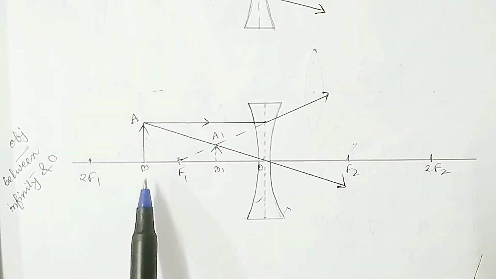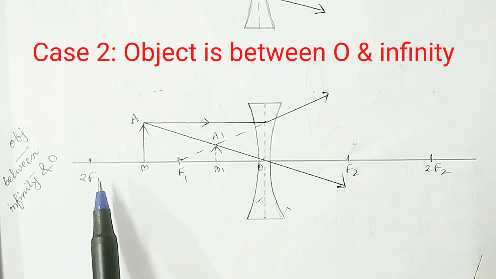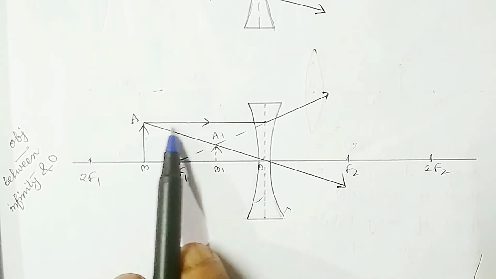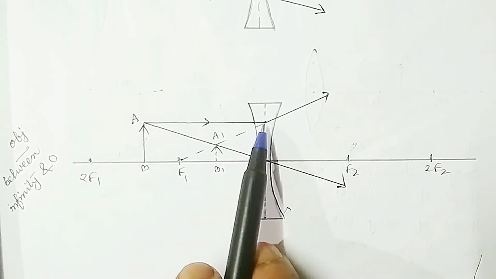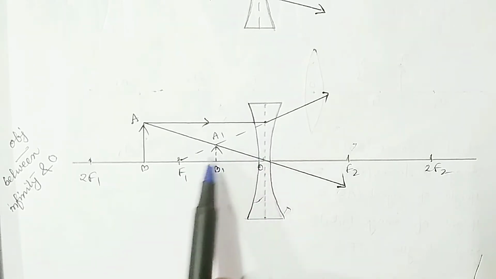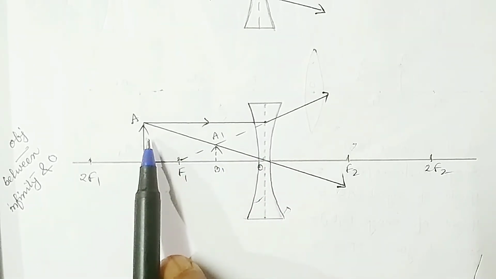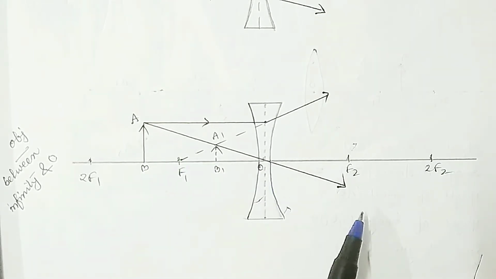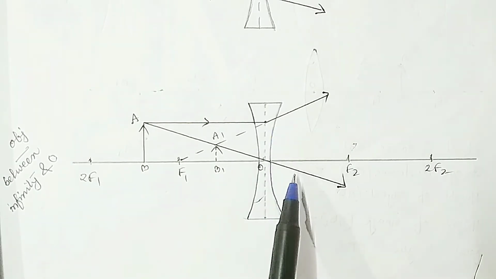Here AB is an object located anywhere between optical center O and infinity. Now from point A, a ray of light which is parallel to the principal axis, after refraction through the lens, will diverge as if it is coming from principal focus F1. Another ray of light which passes through the optical center will go straight without any refraction. Now this is one refracted ray, this is another refracted ray.